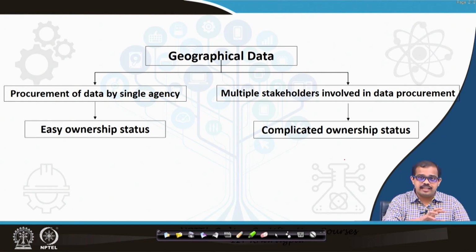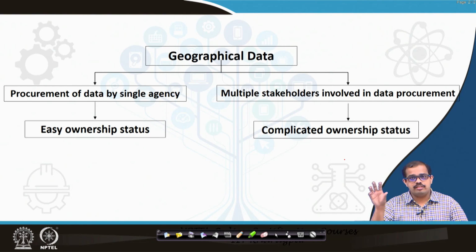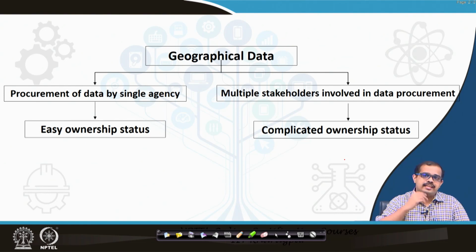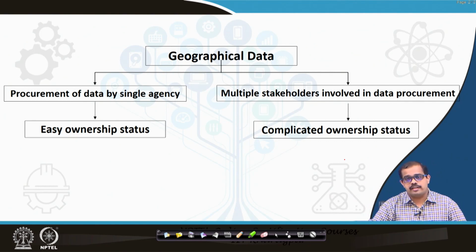If you have a single agency that has ownership of the geographic data, then you can easily get that ownership status. But if you have multiple stakeholders, then it is extremely complicated. That is where today's GIS data is actually failing the consumer or the user who has to consume this data for his or her daily activities.